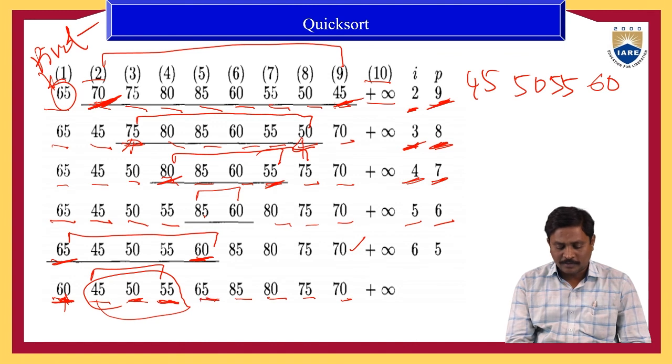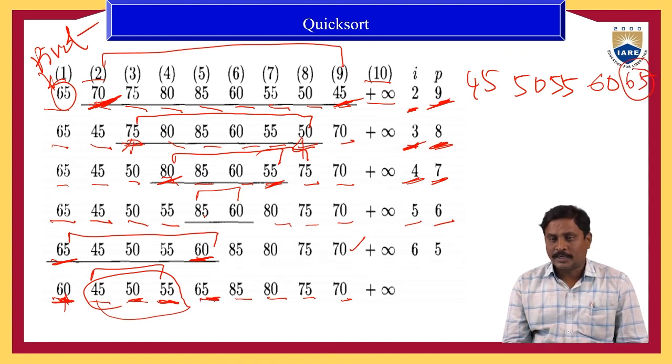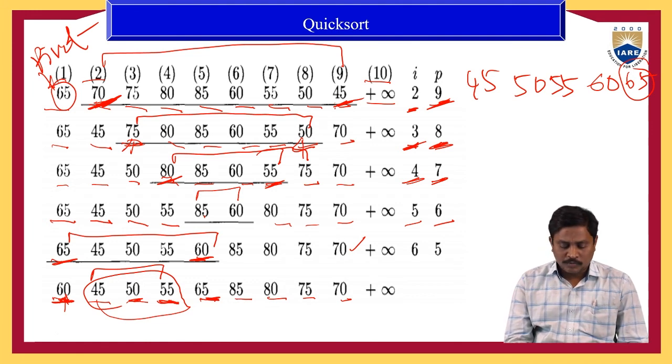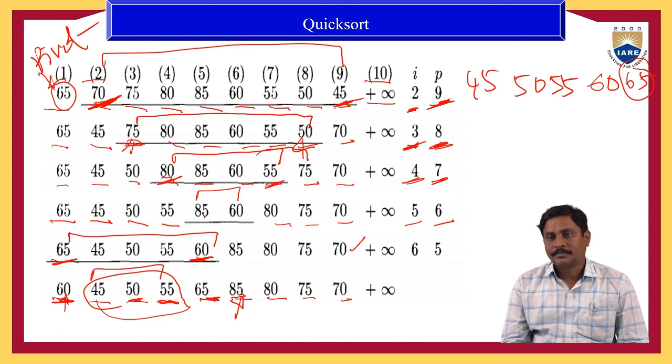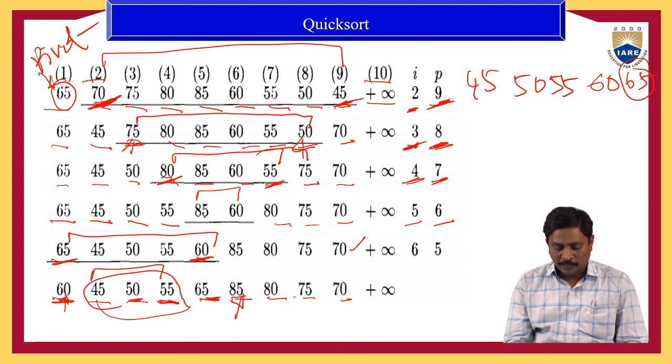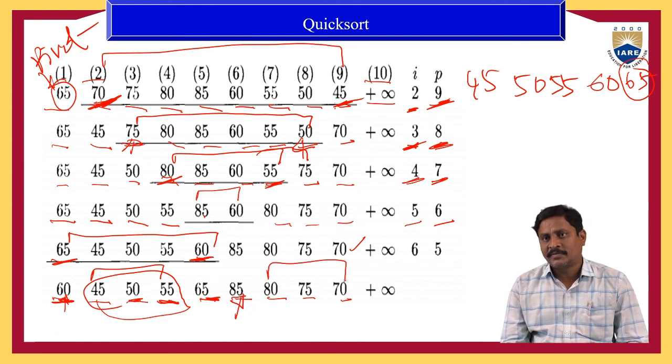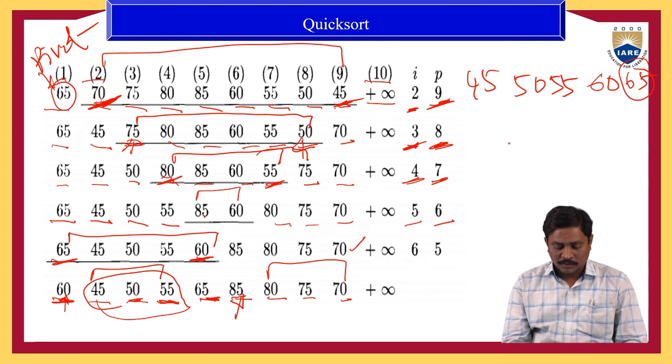Now 65 is the previous pivot element, so the left side elements are all in sorted order. Now we choose 85 as the pivot element. We compare these two elements. 80 less than 70? No, interchange those values. After interchanging, we get the values as 85, 70, 75, 80.